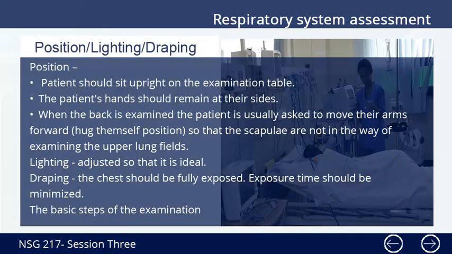Position, lighting, draping. Position: the patient should sit upright on the examination table. The patient's hands should remain at their sides. When the back is examined, the patient is usually asked to move their arms forward, in a hug-themselves position, so that the scapulae are not in the way of examining the upper lung field.